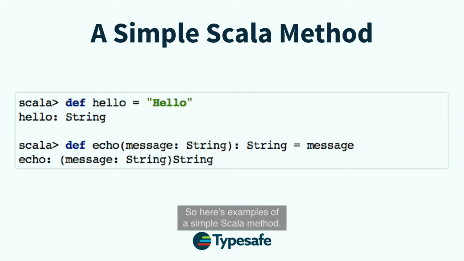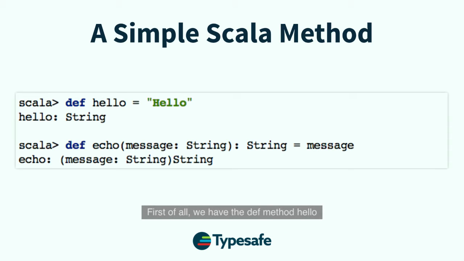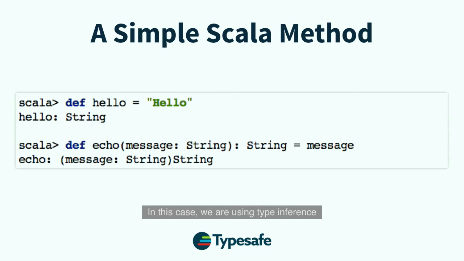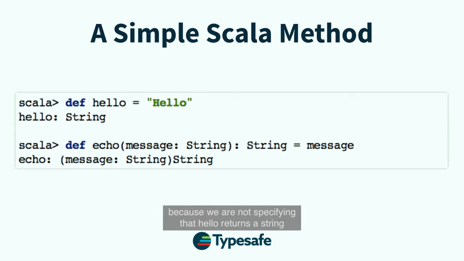So here's examples of a simple Scala method. First of all, we have the method hello, using the def keyword to specify that we are creating a method. And the hello method simply returns a hello string. In this case, we are using type inference because we are not specifying that hello returns a string, and it is merely inferred from the fact that we have a string that is returned from the hello method.